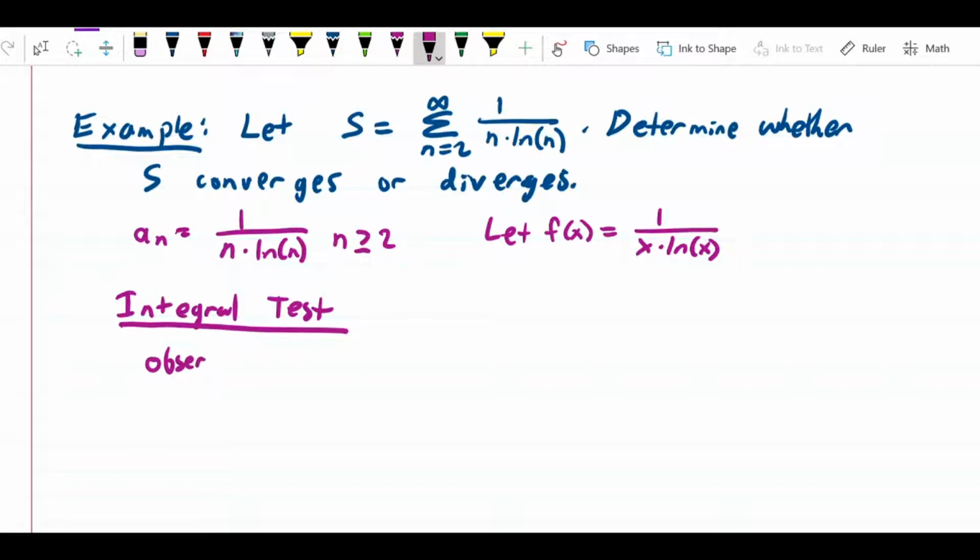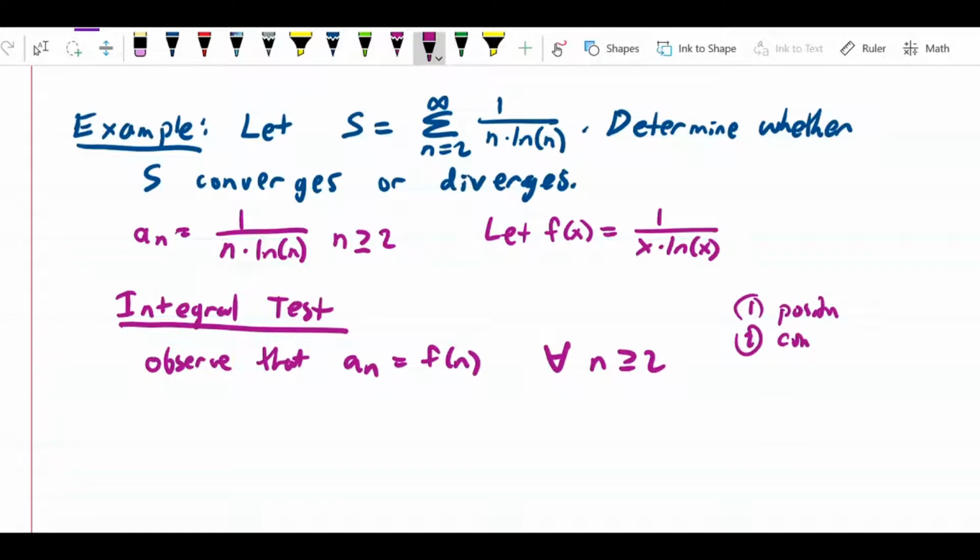So first, let's observe that a_n is equal to f of n for all n greater than or equal to 2. I'll use the mathematical symbol for all, the upside down A. Now we have to verify that the three conditions are met. Recall that it was positive, continuous, and decreasing.